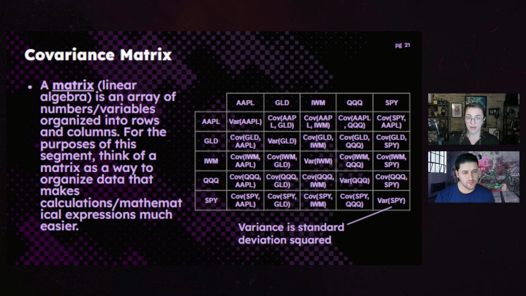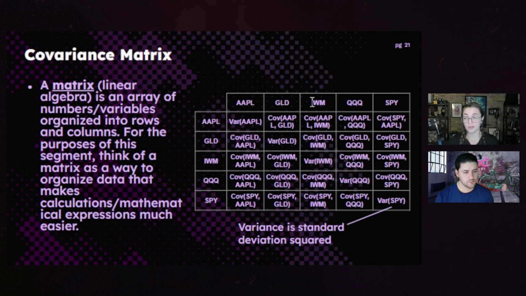It's technically an array of numbers or variables that are organized into rows and columns. But for the purposes of this segment, a way to think about it is just a way to structure data that makes calculations or mathematical expressions a lot easier to work with. So when we have a covariance matrix, this is just going to be a matrix of the different covariances between different variables. Again, remembering that covariance is very similar to correlation.